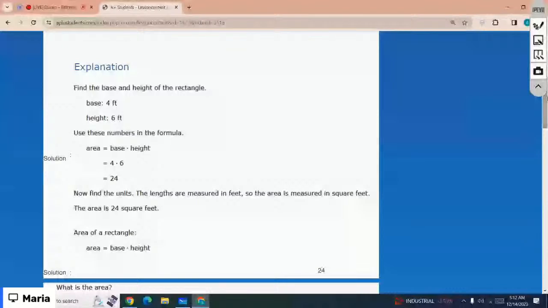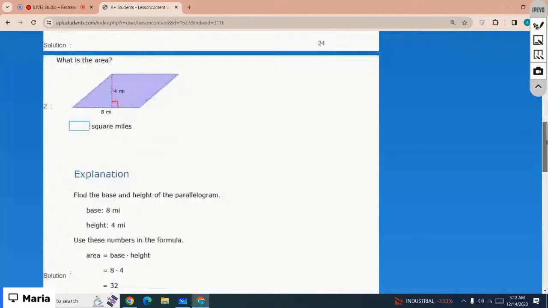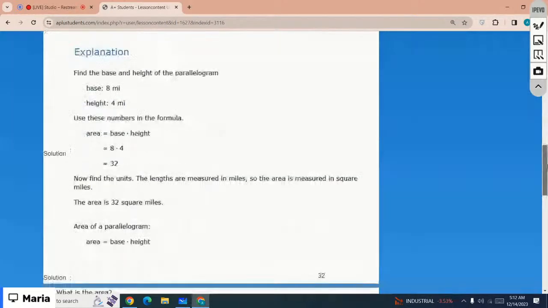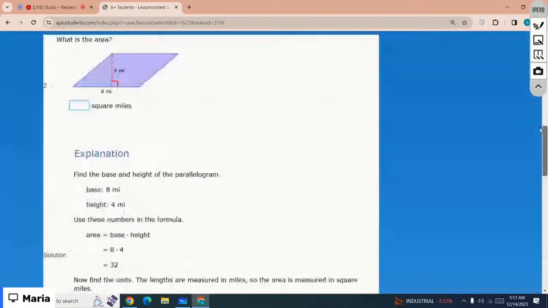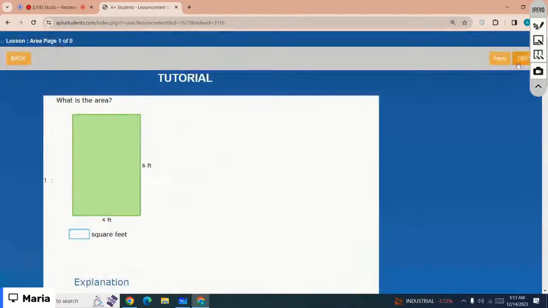So for different shapes, you have different formulas. That is base times height. The base of the given rectangle is 4 and the height is 6. So you need to do 6 times 4, that is 24. Area of parallelogram is also base times height, right? Let's just start with the test question.